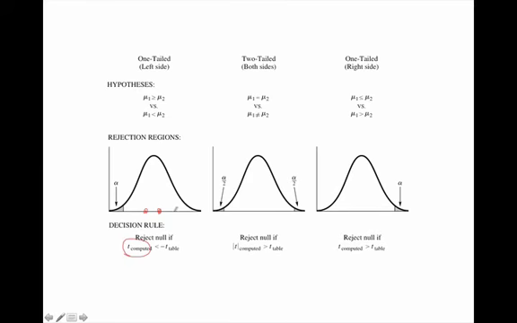So in a one-tailed case, I have all of alpha at the bottom end or at the top end, depending on whether I'm dealing with a one-tailed left side test or a one-tailed right side test. But in a two-tailed case, I have both tails of the distribution represented.